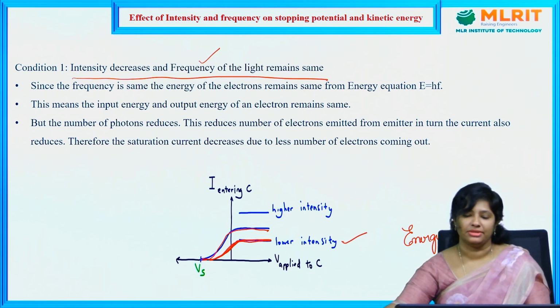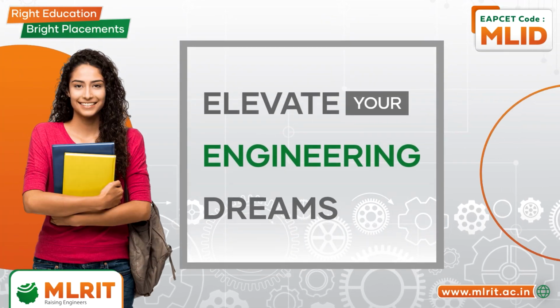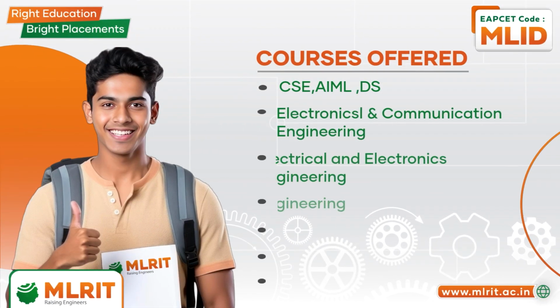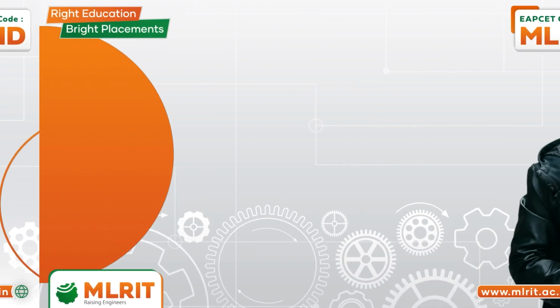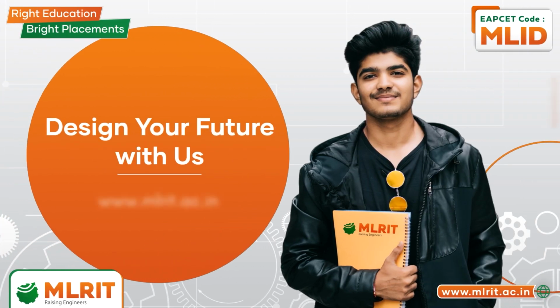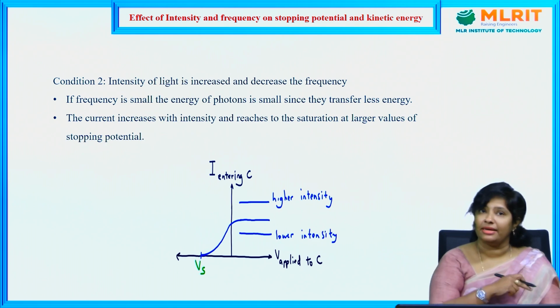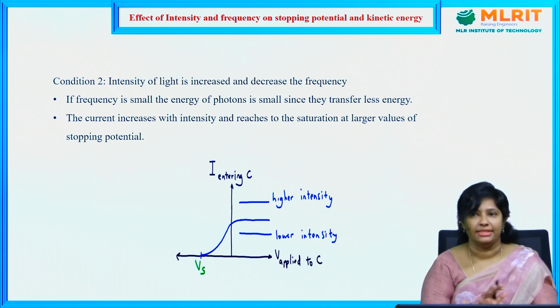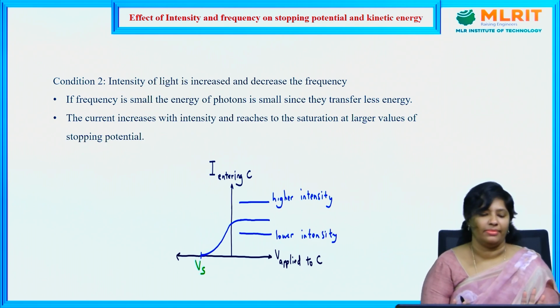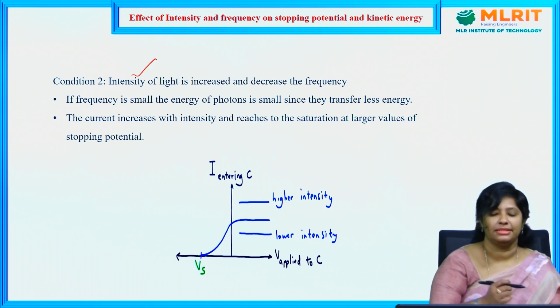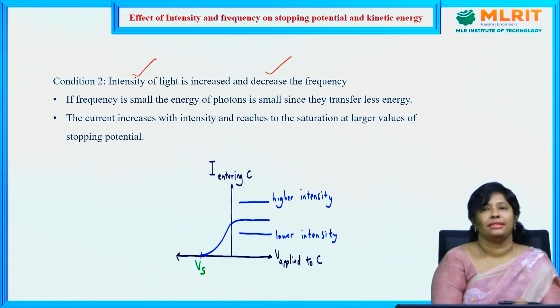Next, coming to the next case. Intensity of light is increased and the frequency is decreased. In the earlier case, we have not changed the frequency, it remained the same. Here we are varying both. The intensity of light is increased, and parallelly, there is a decrease in the frequency.